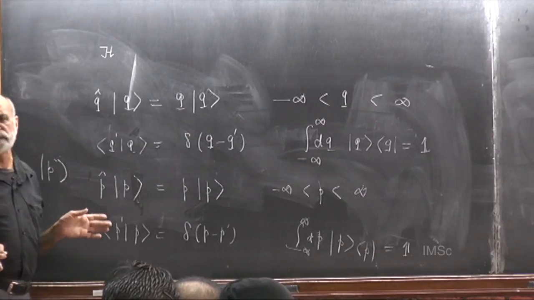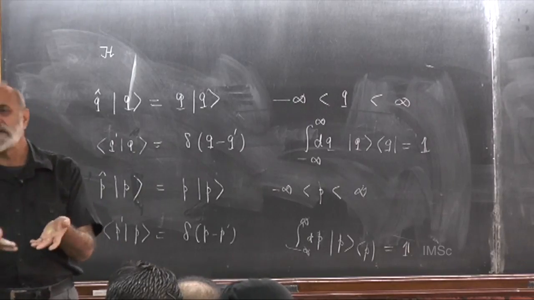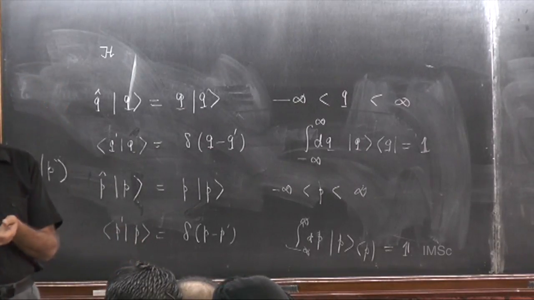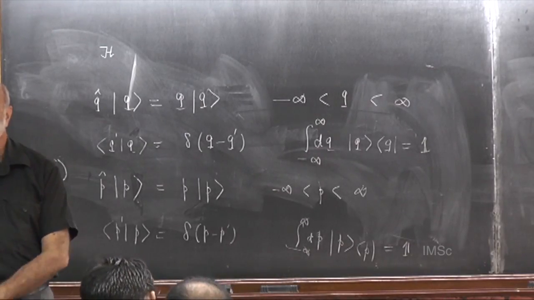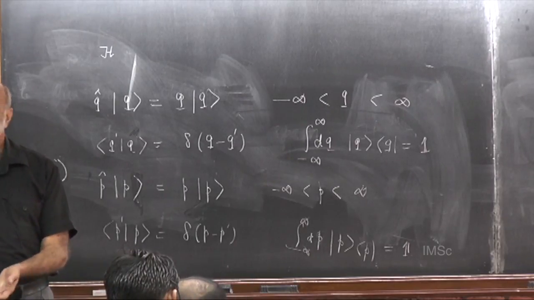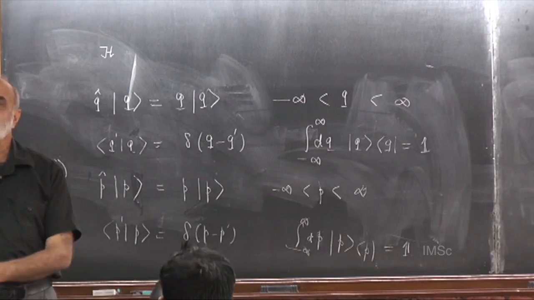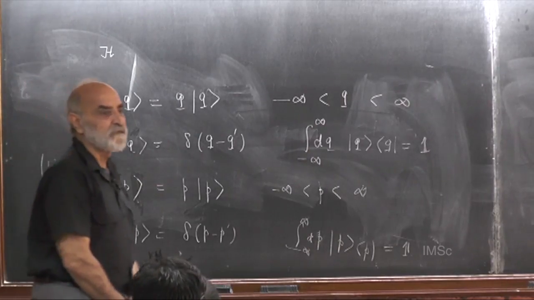Just to make a distinction, but often nobody makes such a distinction, and from the context it is clear whether, when you write P, it means a momentum eigenstate or a coordinate eigenstate. You will never confuse it with a coordinate eigenstate where the coordinate has a value P. So that's the reason. Anything?